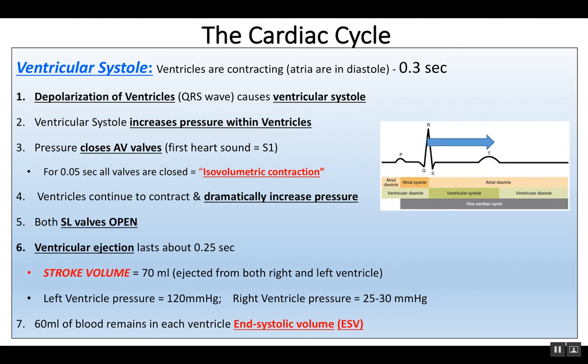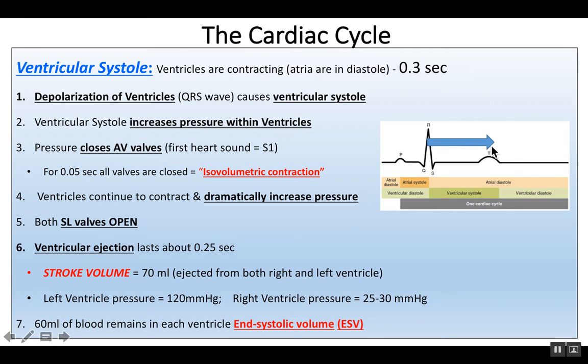The 60 that remains in the ventricle has a name. It's called end systolic volume. So we pump out 70, we leave behind 60, and if you recall, somehow we have to get up to 105, because that's the volume that's in that ventricle before the atria contract. So we are right about here now on our ECG. We've depolarized the ventricles, so we see the QRS. During this time period, we're ejecting blood.